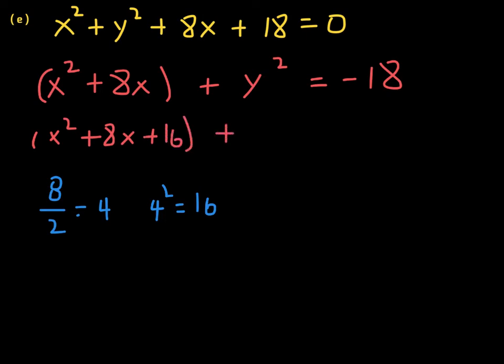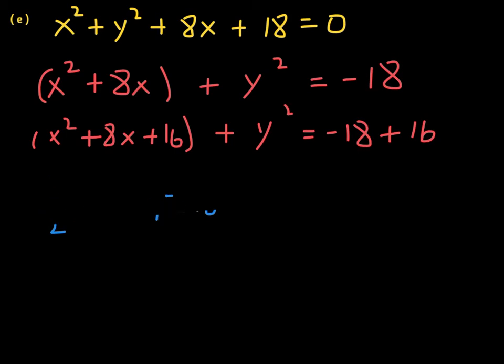You're not going to do anything with y squared because it's already a perfect square. And then you just have negative 18. And then you have to add 16 over here. If you added 16 to the left, you have to add 16 to the right as well.